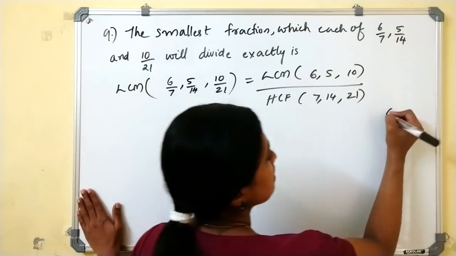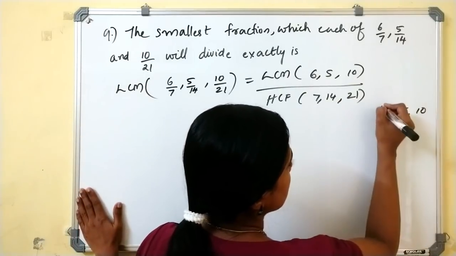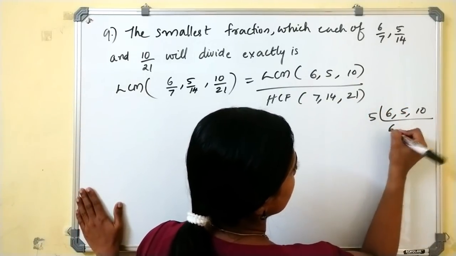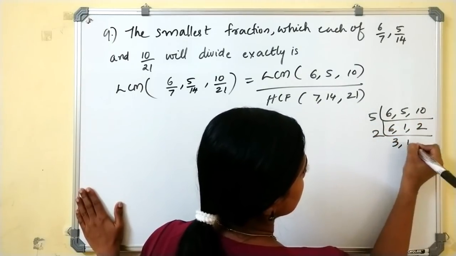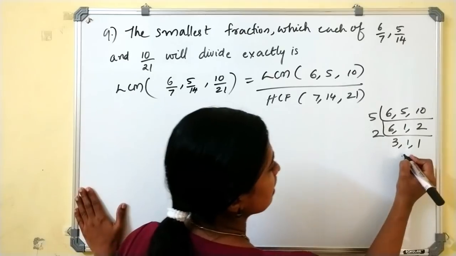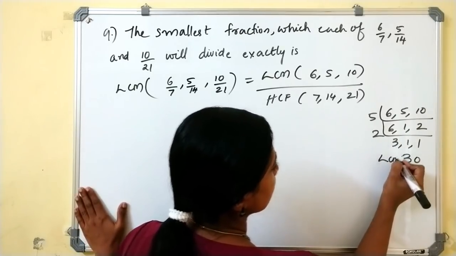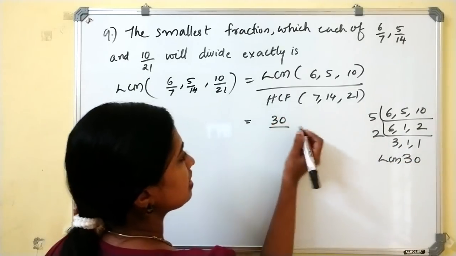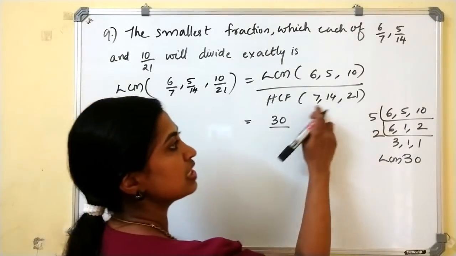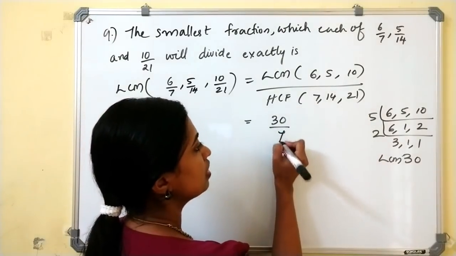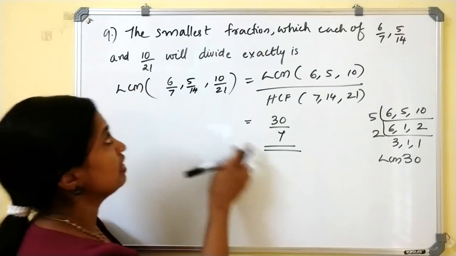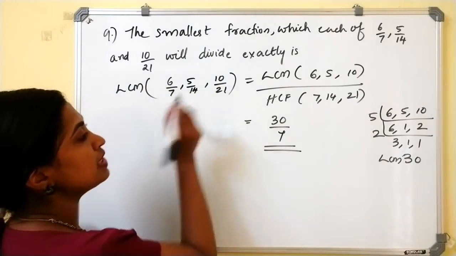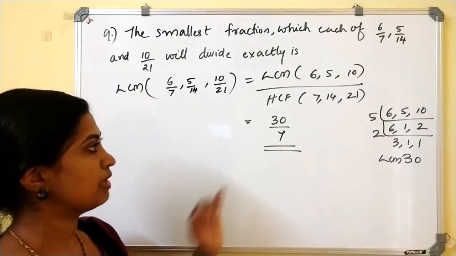21. LCM of 6, 5, 10 is, 5 ones are 5, 5 twos are 10, 10 threes are 30, so 30 is the LCM. So 30 divided by the HCF, the highest factor which divides these three. The highest factor is 7. So 30 by 7 is the LCM of these fractions. 30 by 7 divides these three numbers exactly. So 30 by 7 is the answer.